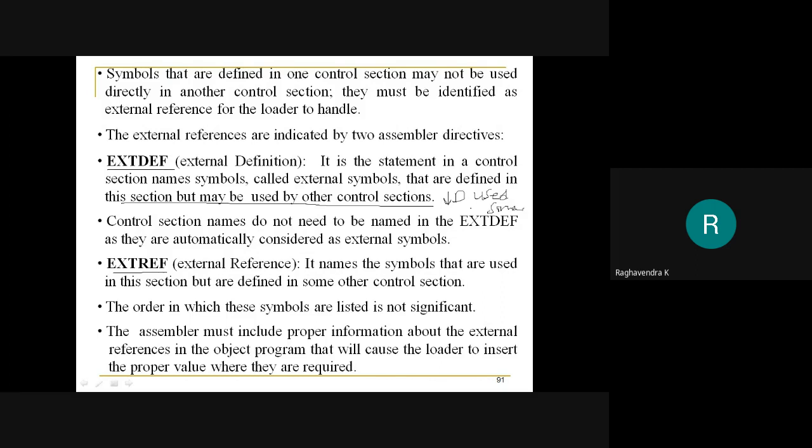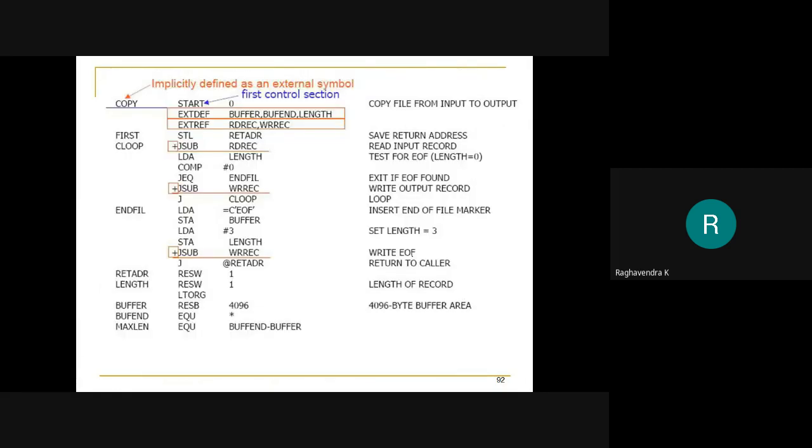Okay, so this is called an external definition. Easy way to remember: what is an external reference? It is used here but defined somewhere else. So in your program you need to specify which are external references and which are external definitions. Now why do you indicate these things?